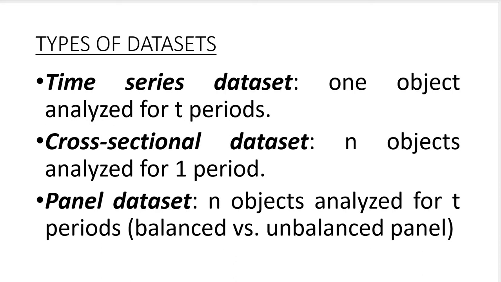Cross-sectional data set is when you analyze n objects for exactly one period. For instance, you might analyze a sample consisting of 100, 150, or 200 consumers. So there is no dynamics, there are no changes in their, let's say, consumption habits over time. You analyze them for exactly one period.